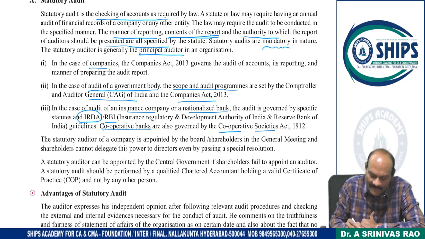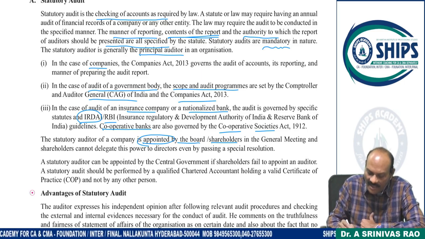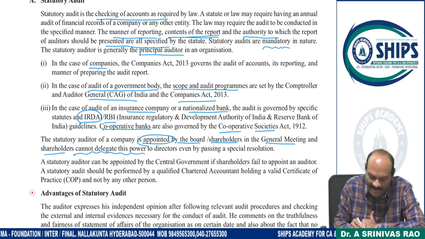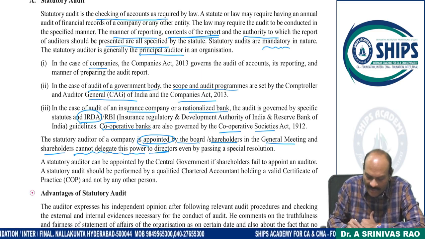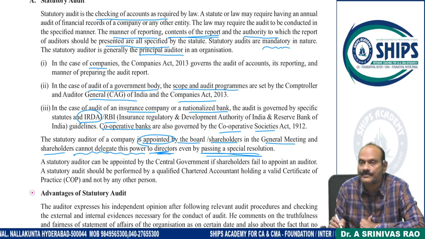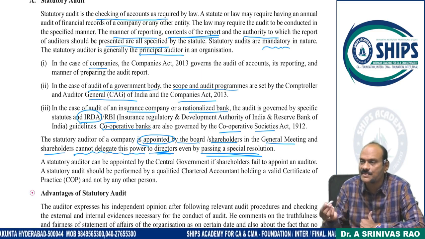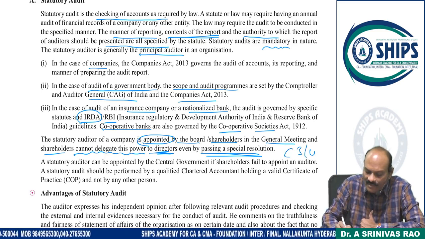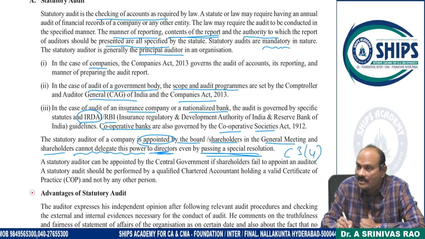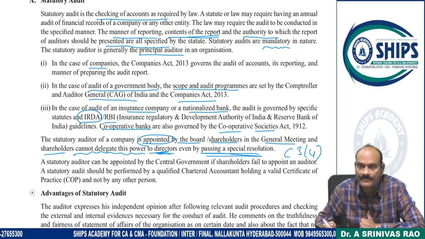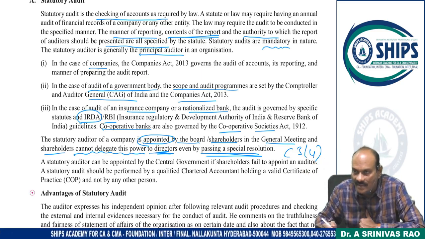The statutory auditor of a company is appointed by the shareholders at a general meeting. Shareholders cannot delegate their power to directors by passing a special resolution. Even a unanimous resolution or special resolution cannot do so. A special resolution requires a 3/4 majority of shareholders attending the meeting. Unanimous means all agreed. But still, you can't delegate your authority.